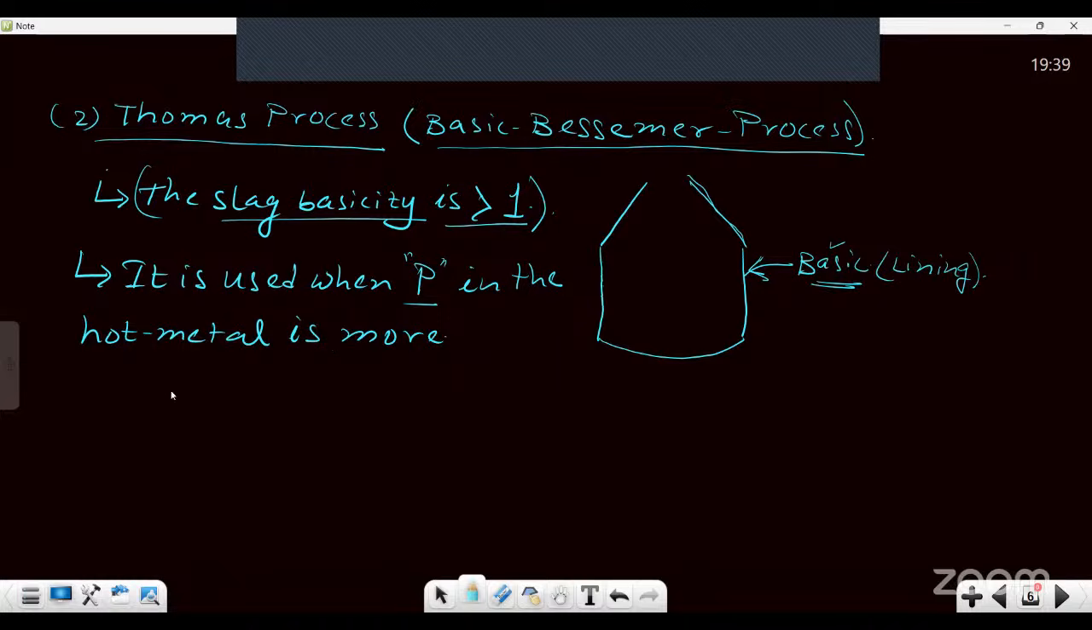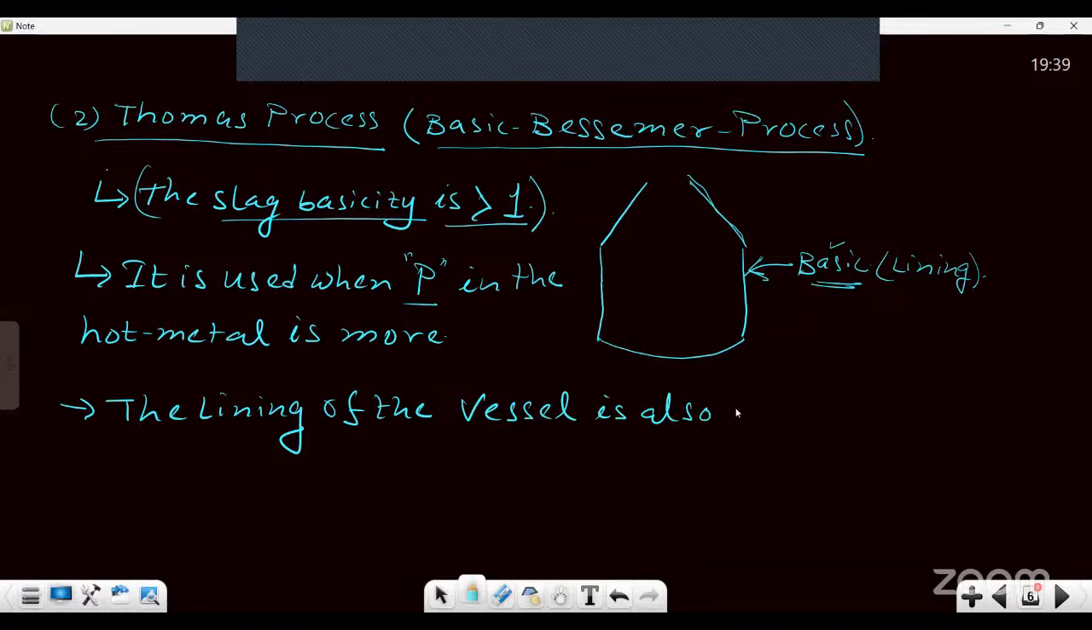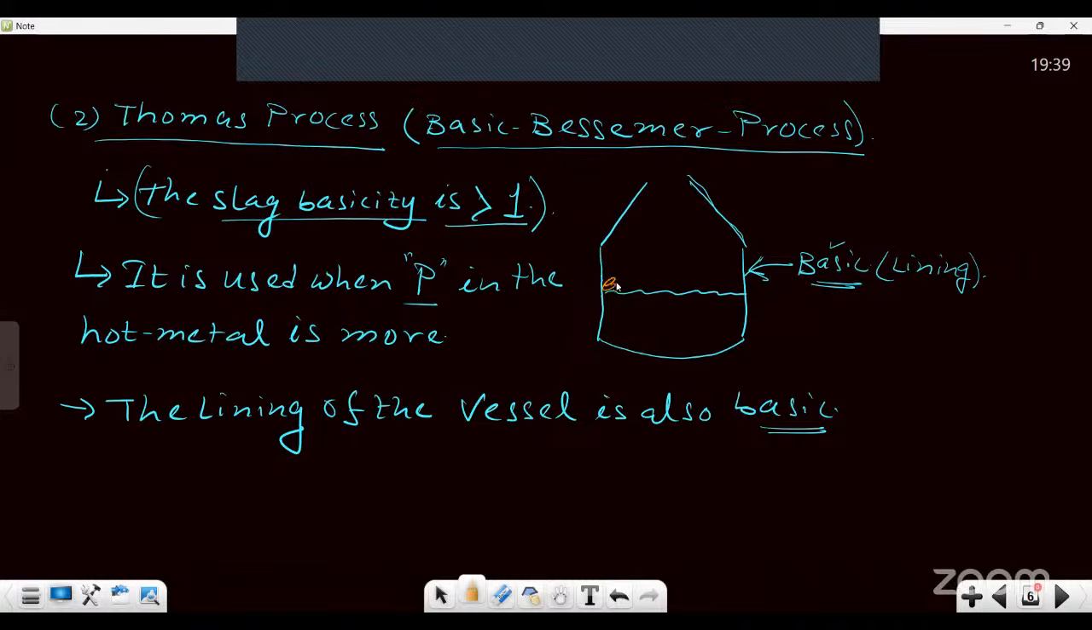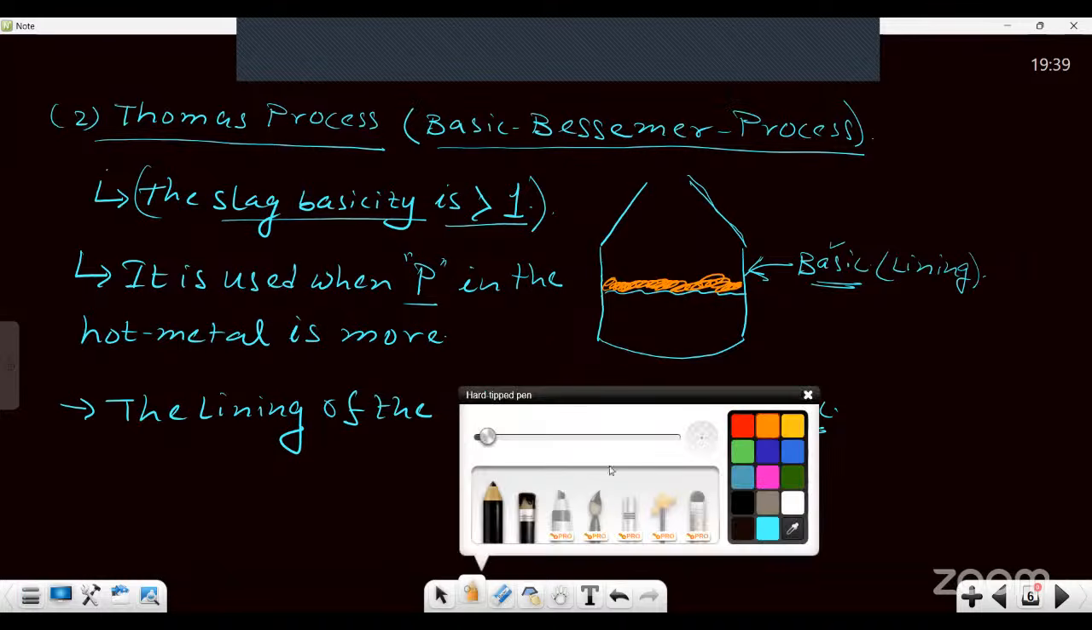The slag is mostly basic here. The lining of the vessel is also basic. So we have basic lining. Now, why are we maintaining basic lining here? Because when our slag is basic, suppose this is the hot metal. On the top of the hot metal, there will be slag. Suppose this is the slag on the top of the hot metal.